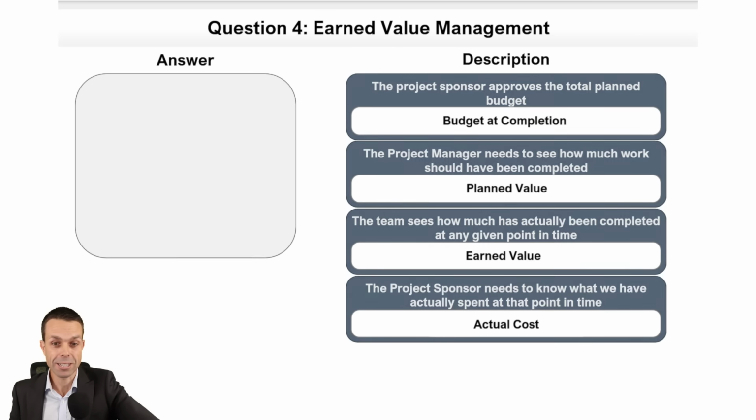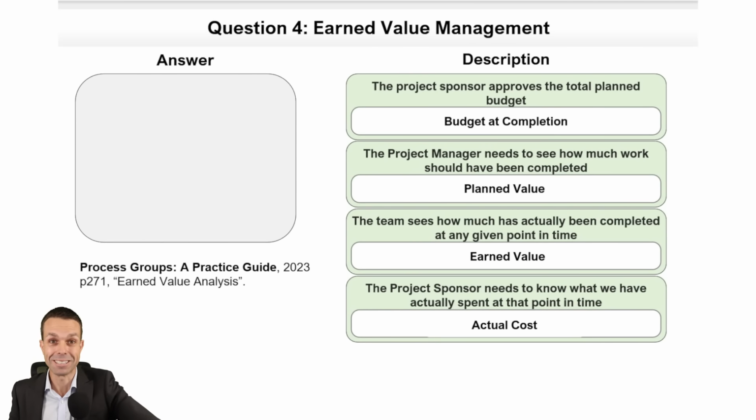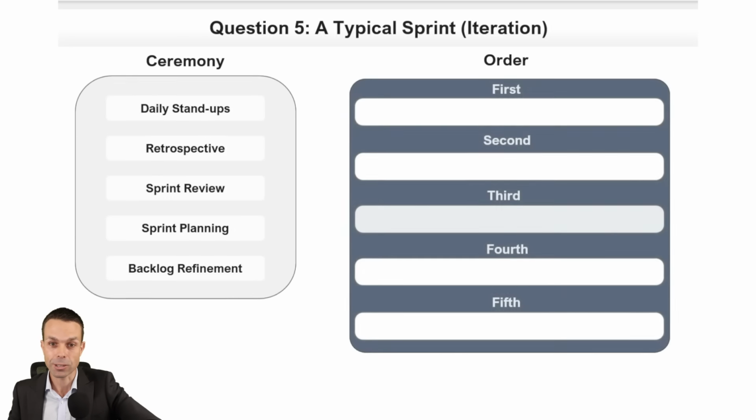Let's have a quick check and see if we got those right. We did. How did you go? Pretty straightforward, but again, these are the things that we really need to know, and these definitions are going to be very handy for our exam. From the Process Groups Practice Guide, Earned Value Analysis. Wonderful stuff. All right, let's go to the next one.